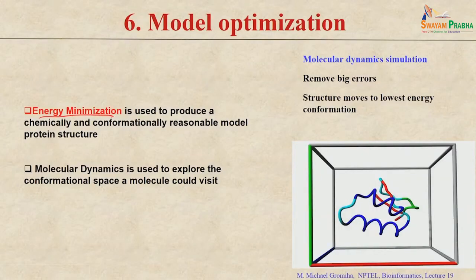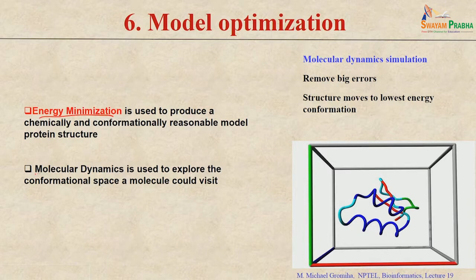So, how do we rectify this problem? We need to optimize it. In this case, you can do energy minimization and see whether the model is chemically and conformationally reasonable or not. There are different methods available to minimize energies, and you use the energy minimization technique to see whether your protein is reasonably good and energetically favorable or not.